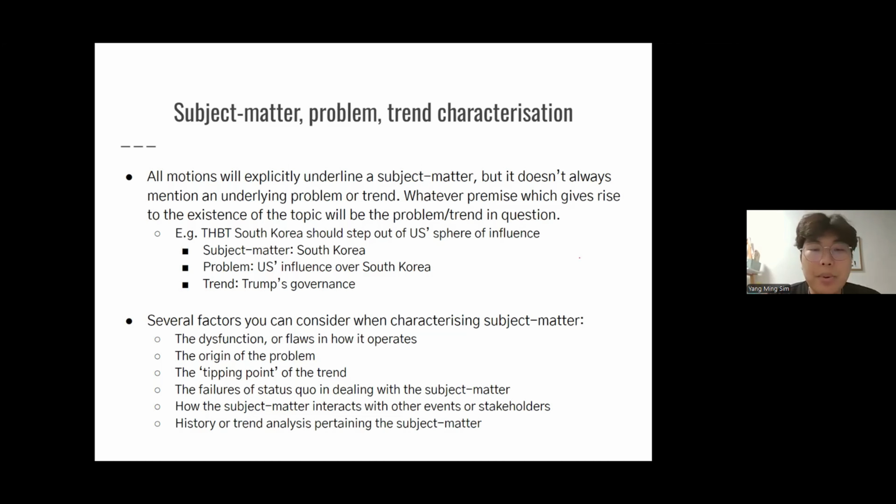And the problem is that people like South Korea cannot change anything because they are in the US sphere of influence, something like that. So it's always asking yourself, what's the problem right now? And apart from just the characterization of the subject matter, you also have to point to me why the subject matter is a problem. Why do we have to care about this right now?